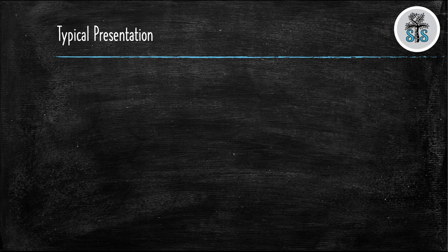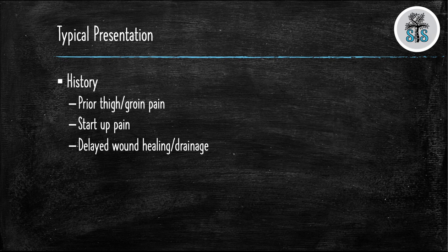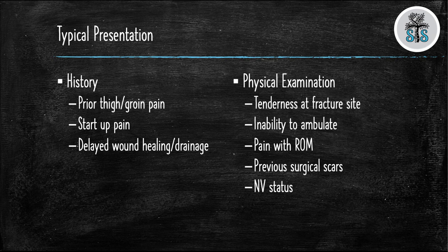When obtaining your history, you want to ask if they had any prior thigh or groin pain. You want to find out if they had any startup pain or any complications after the original surgery, such as delayed wound healing or drainage. Your physical exam will likely demonstrate tenderness at the fracture site, inability to ambulate, pain with any range of motion. It's a good idea to look at the previous surgical incision to determine which approach was likely used and if there's any concerning features. And like always, you want to do a good neurovascular exam.